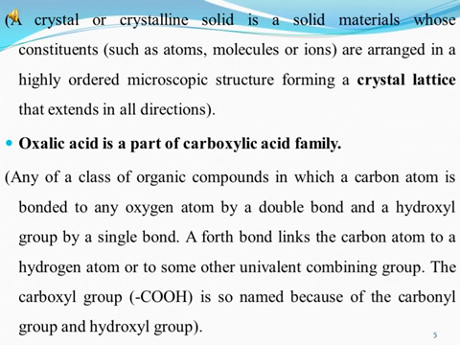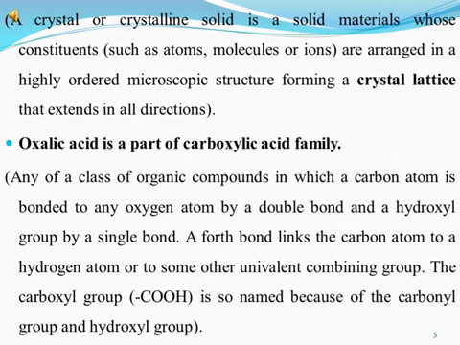Now, what is a lattice? A lattice is simply an arrangement. A lattice is an ordered array of points describing the arrangement of particles that form a crystal. The unit cell of a crystal is defined by the lattice points. Now, what is a crystal lattice? The definition of crystal lattice is the arrangement of atoms, molecules, or ions of a crystal in the form of a space lattice.